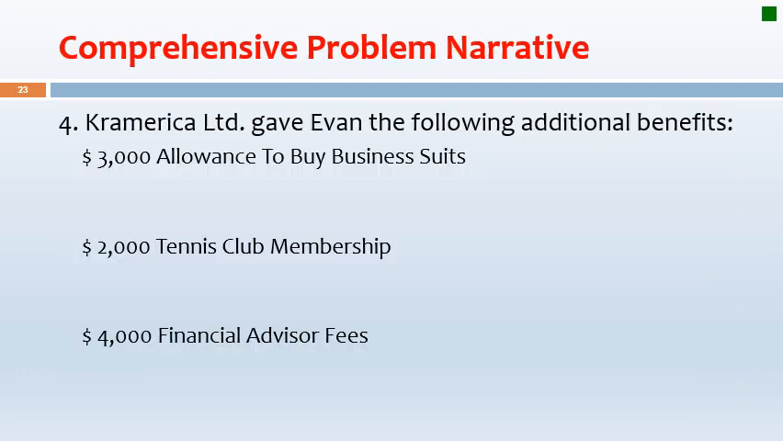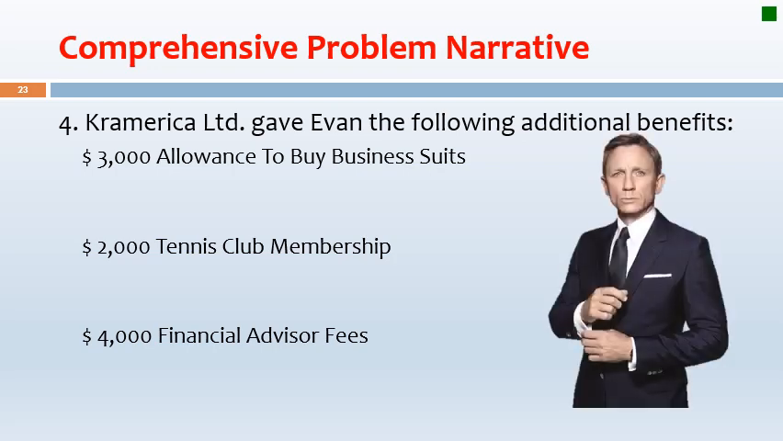Next up, we'll look at some of the other benefits provided by Kramerica to Evan throughout the year. Should these be included in his income? Firstly, the allowance for suits is definitely included in income. The general rule is that allowances must be included in income, and Evan is essentially given $3,000 to look good here. So we're going to include it in his income.